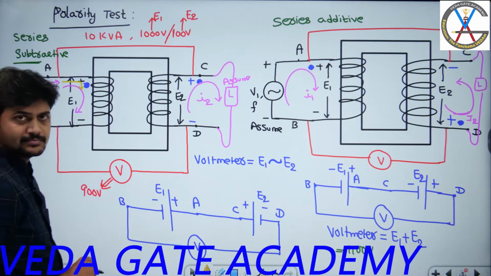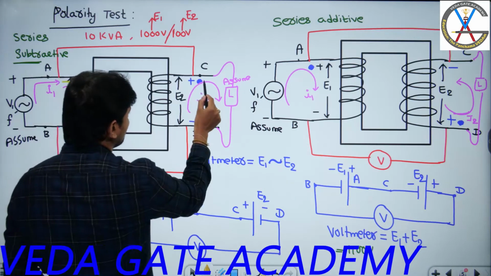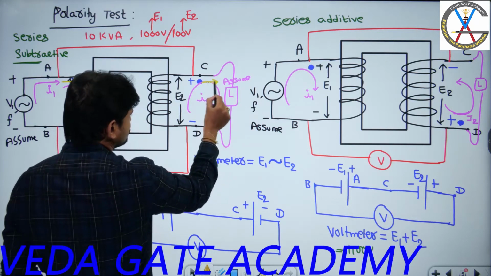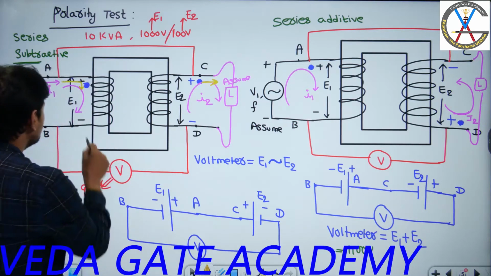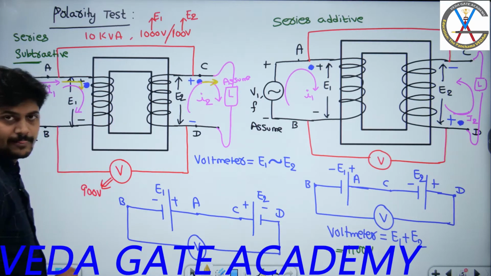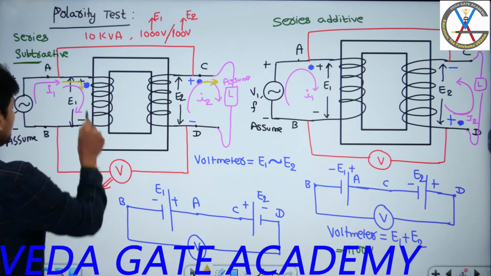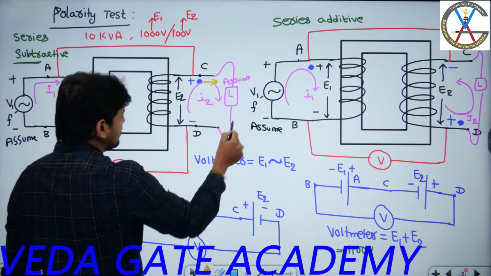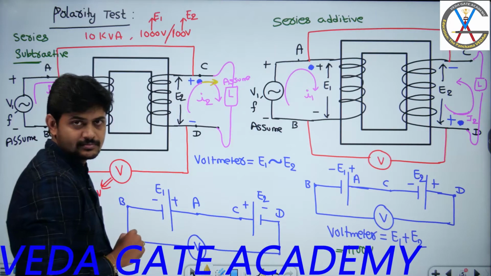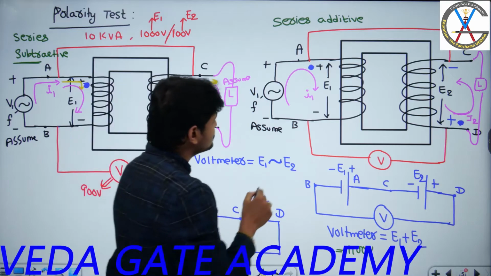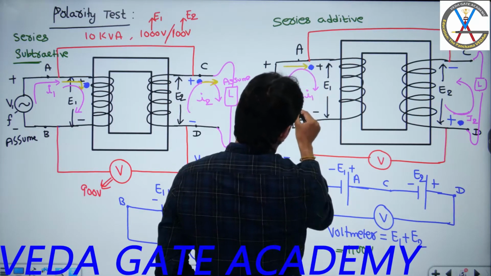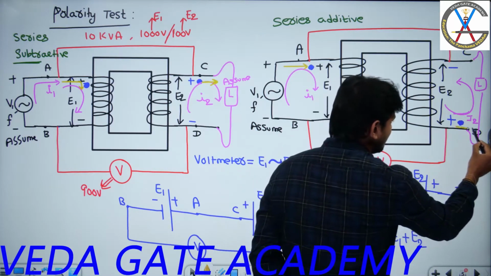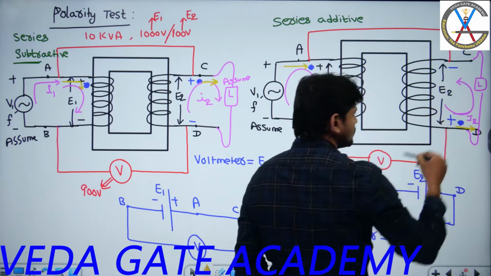Entering the dot. Whereas in the secondary side, is the current leaving the dot or entering the dot? If you see after the winding, the current is leaving the dot. Whereas here, the current is entering the dot. Are you following what I am saying? Entering the dot and after that flowing through the winding. Here, leaving the dot and after that flowing through the winding. Whereas in this case also, here the current is entering the dot and after that flowing through the winding. Whereas here, the current is leaving the dot and flowing through the winding.